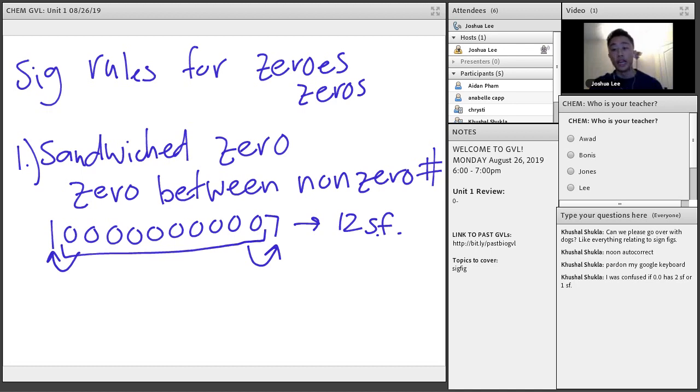So for sandwiched zeros, anytime you look to the left of a zero, if all you have is zeros and then you have a number, and you also look all the way to the right, and there's a number, that means those zeros will count. Sandwiched zeros, they will count.